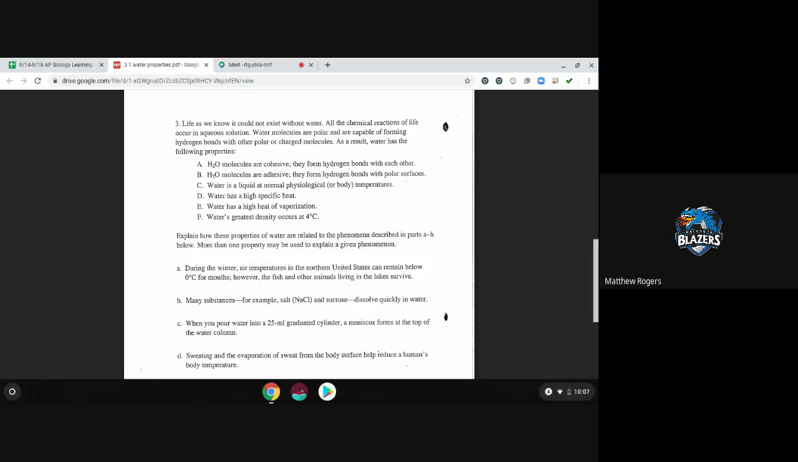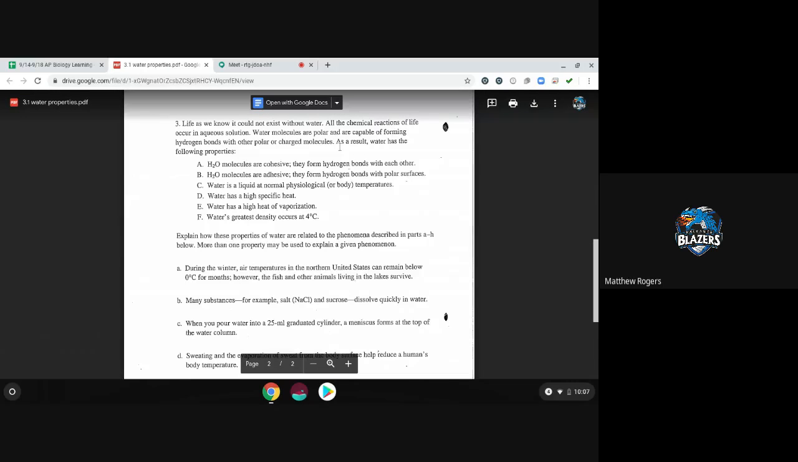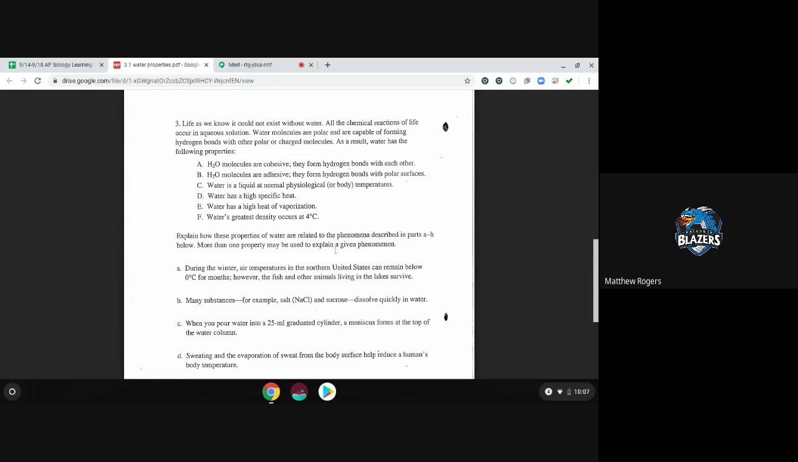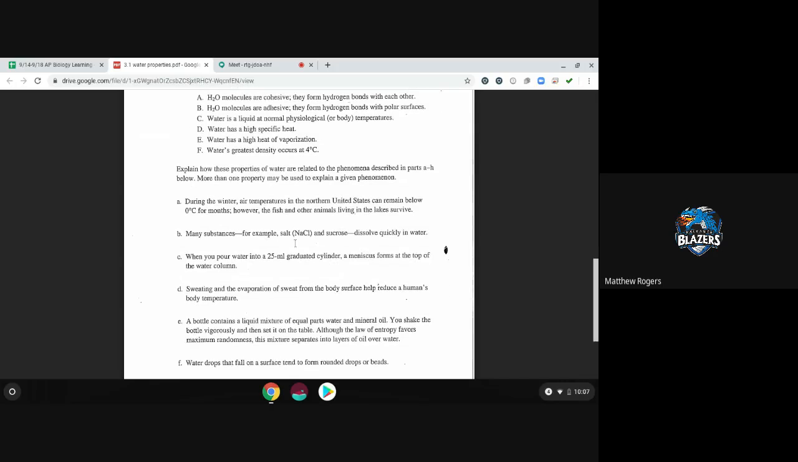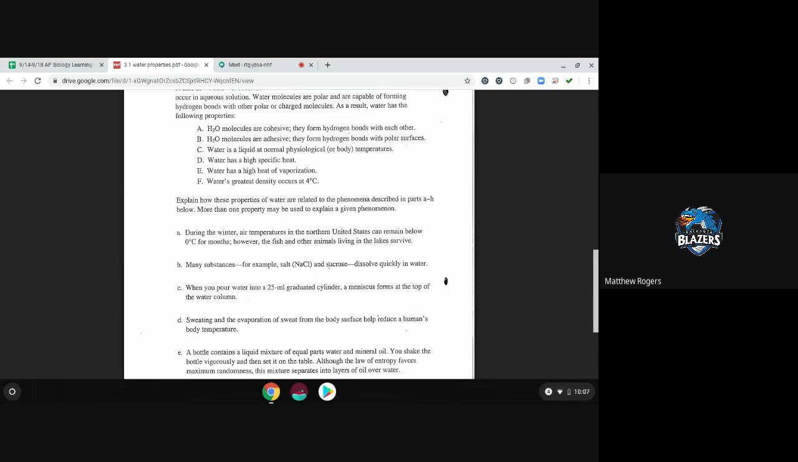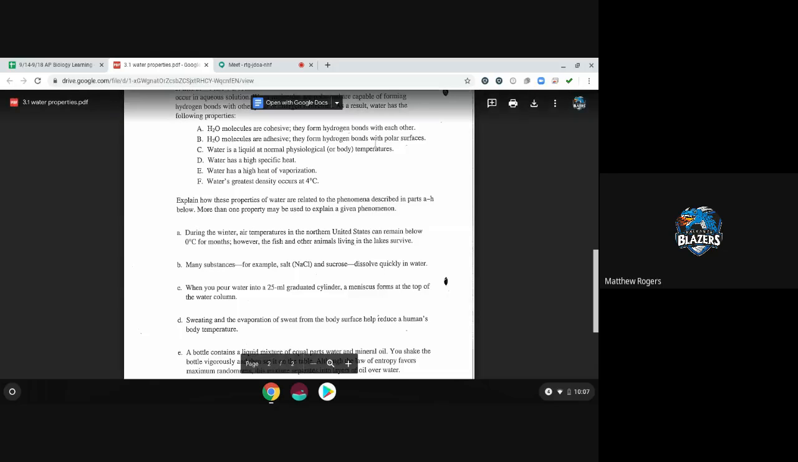But I just want you guys to know that one of the biggest things is you can give more than one property that may be used to explain a given phenomenon. So, for example, many substances, for example, salt, NaCl, sucrose, dissolve quickly in water. Well, that's probably just B. That's probably just that water is adhesive. It likes connecting with other polar substances.